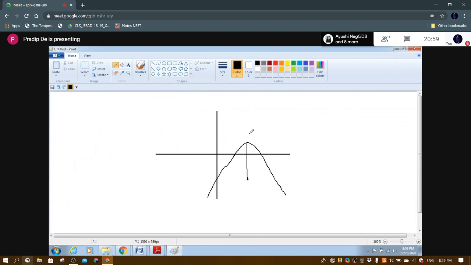This is 4, 1, this is 4, minus 3. This is 4 units. What is the distance between vertex and focus? The 4 units. So a is equal to 4 units.